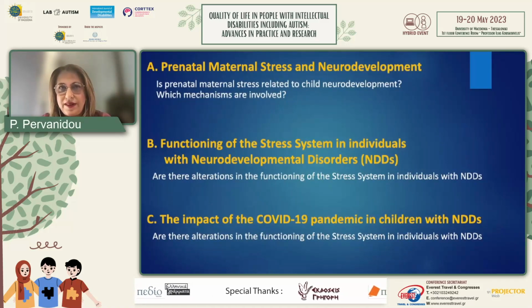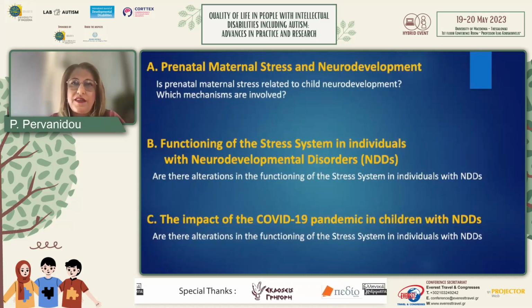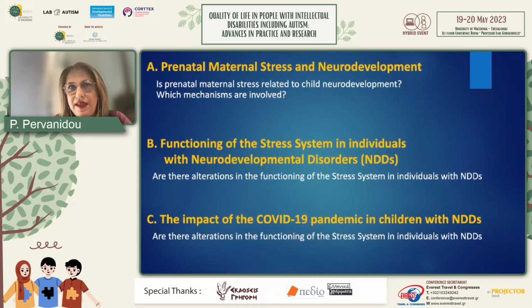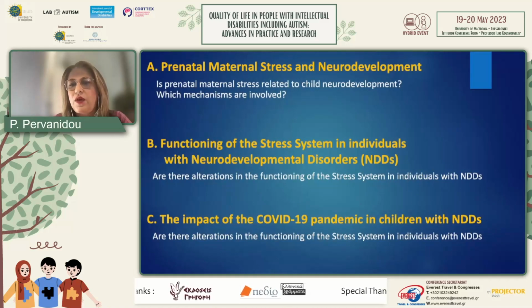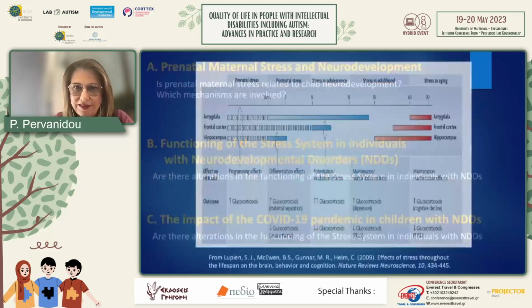The second part is the functioning of the stress system in individuals with neurodevelopmental conditions. And the third one is a more epidemiological one about the effects of the COVID-19 pandemic in children with neurodevelopmental disorders. This was an international collaboration published very recently, so I would like to show you some global results.